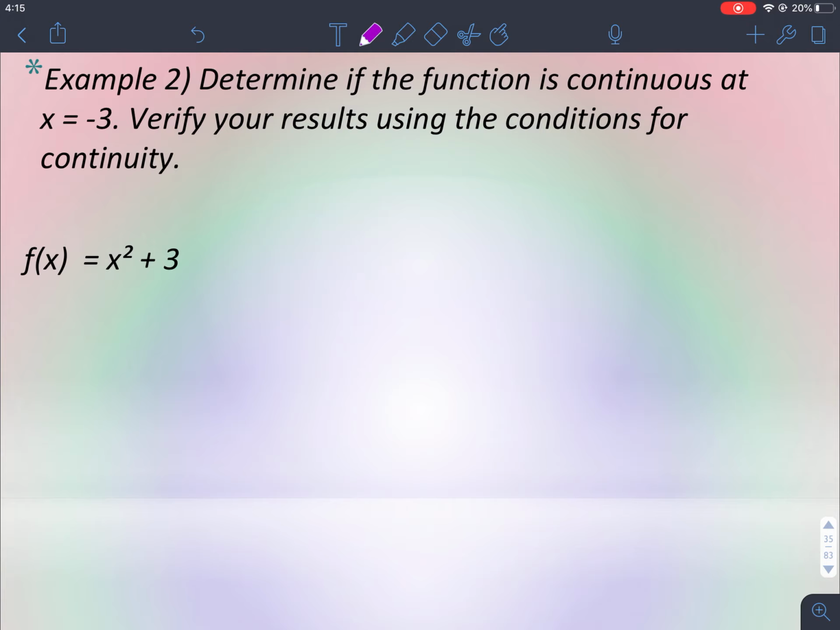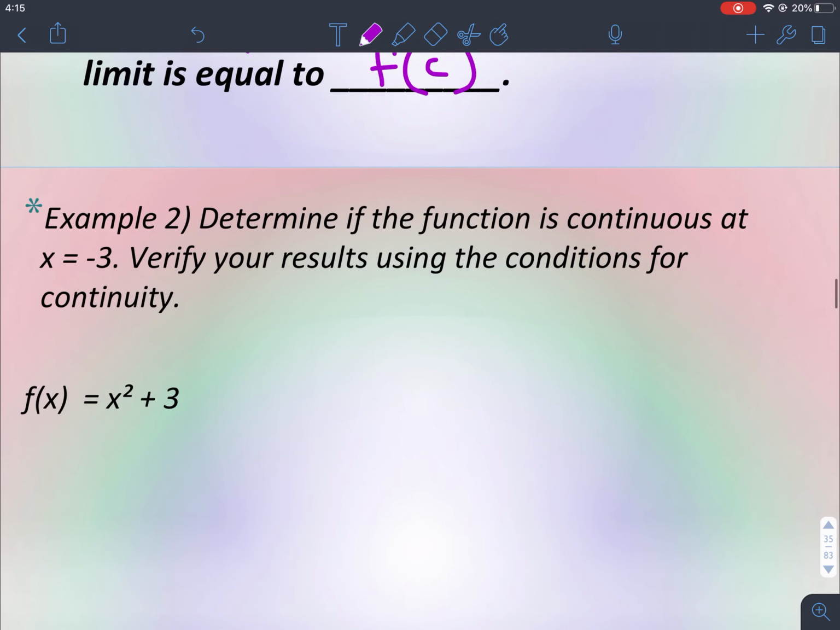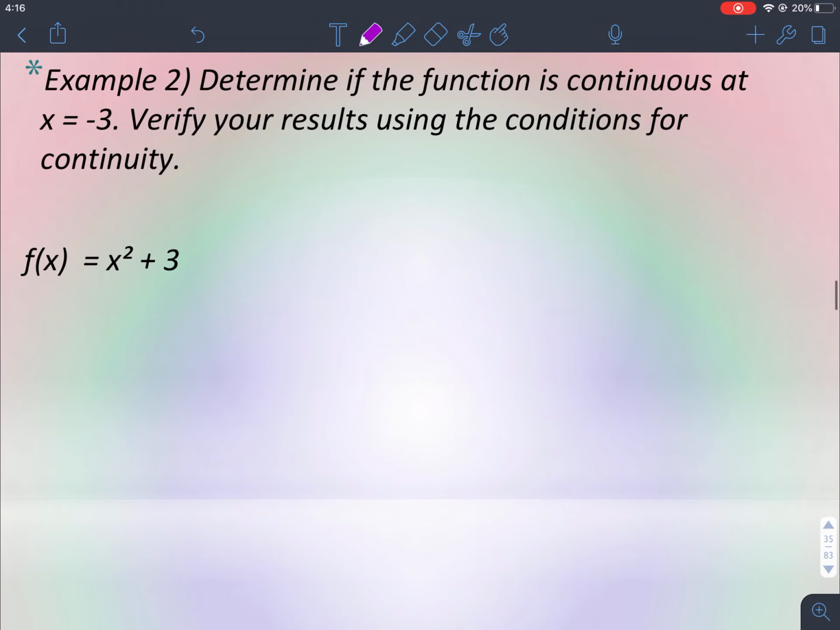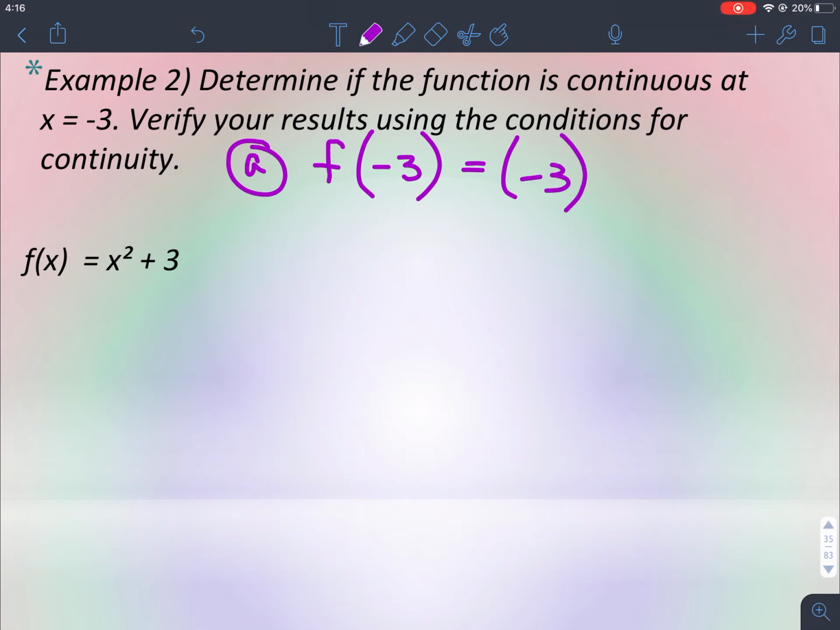Here is an example. Determine if the function is continuous at x equals -3. Use the three conditions for continuity we just talked about. So first, f of x is defined at c. Let's look at f of -3. This is going to be -3 squared plus 3, and that's going to be 12. So check. This function can in fact be evaluated at -3.